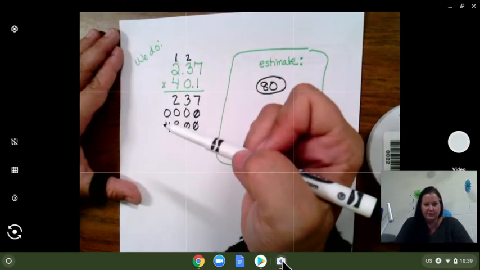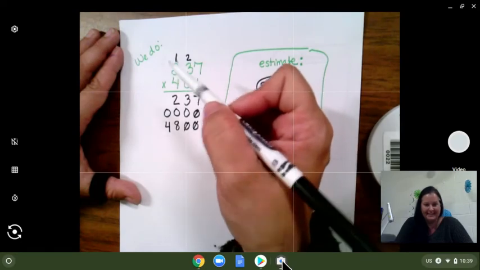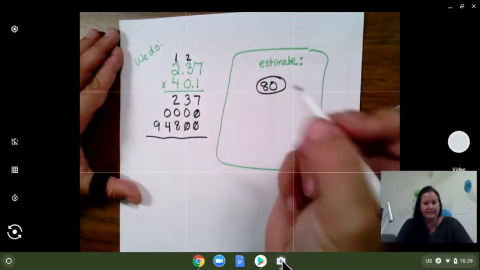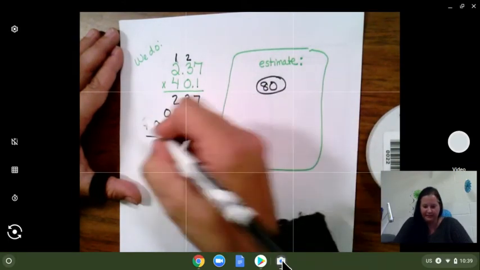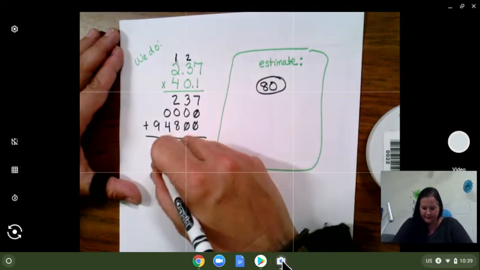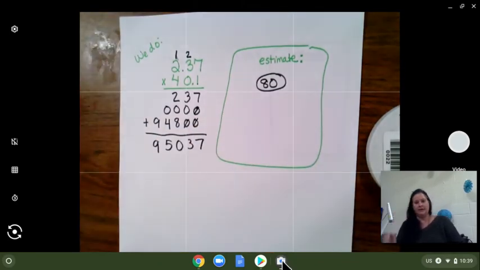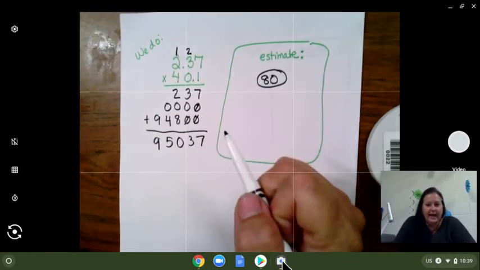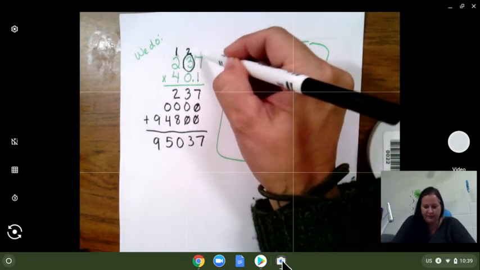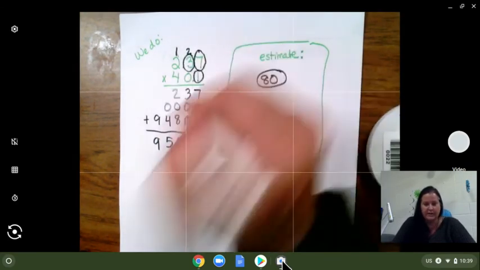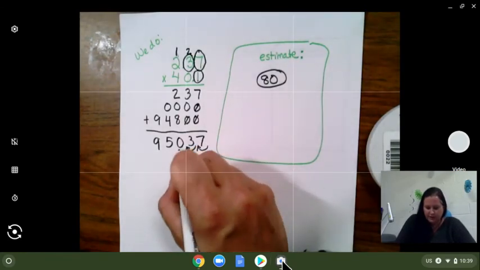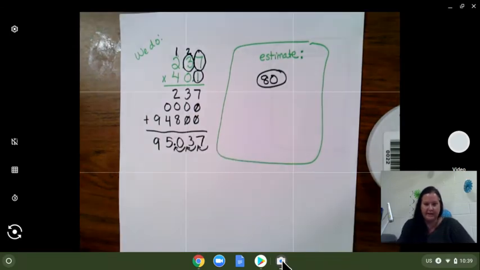8 times 2, or 4 times 2 is 8. Plus 1 is 9. And I don't have anything else to multiply, so I go ahead and add my rows together. Okay. You can pause if you need a minute to add that. And then we are going to count digits behind decimals. So I have 1, 2, 3 digits behind a decimal, which means I need to move 1, 2, 3 spots in my answer.